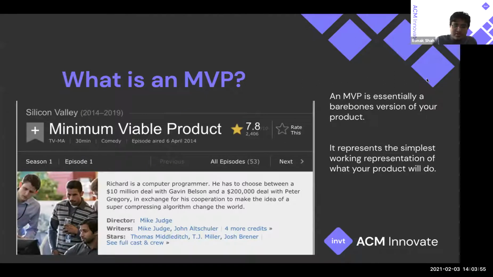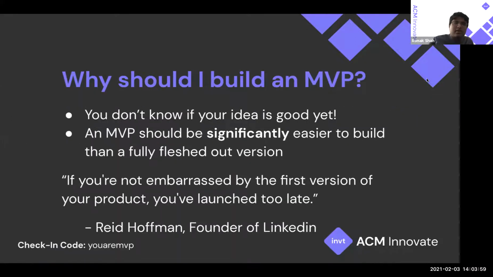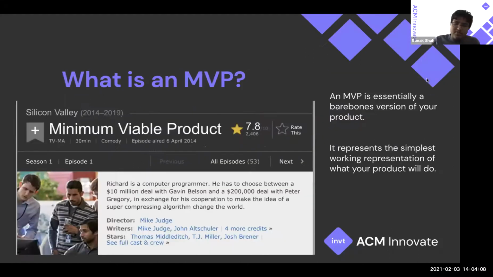So obviously Richard Hendricks does do this in Silicon Valley. It's a good enough meme that if you Google Silicon Valley threads, it's commonly thrown out a lot. They kind of say MVP here and there. And so, like I talked a little bit earlier, an MVP is the bare bones version of your product. And this sentence here represents the simplest working representation of what your product will do. We're going to kind of go back to this a lot.